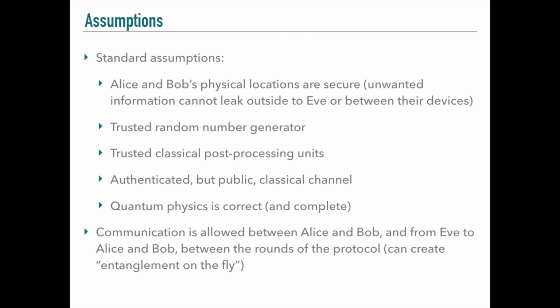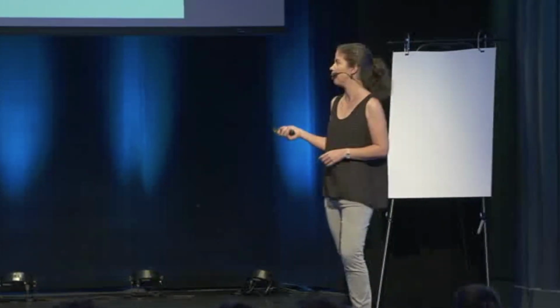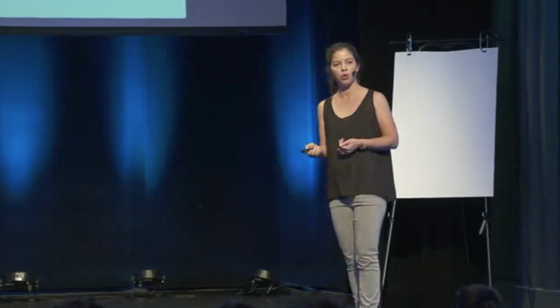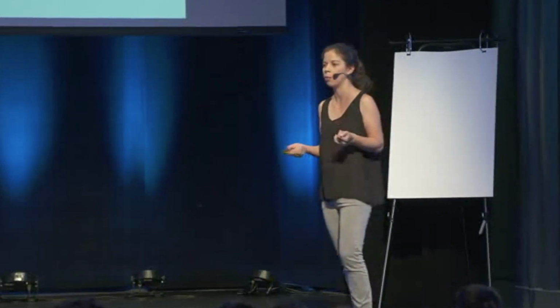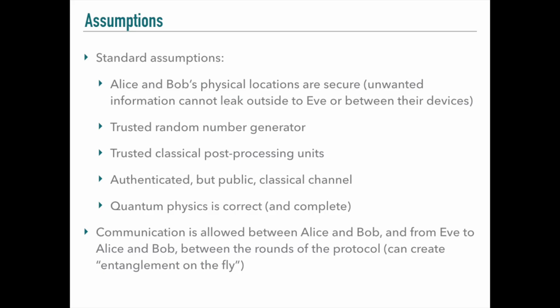We have a trusted random number generator to choose the inputs. We have trusted classical post-processing units, which means they can perform classical calculations. They have an authenticated but public classical channel. This means that they can talk on the phone. Eve can listen, so it is a public channel, but it's authenticated, which means that Alice knows that she's talking to Bob and vice versa. And we assume that quantum physics is correct.